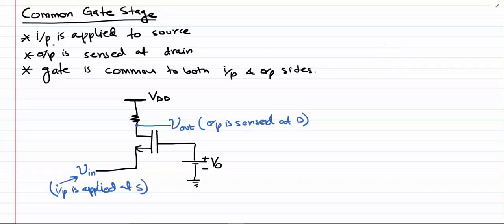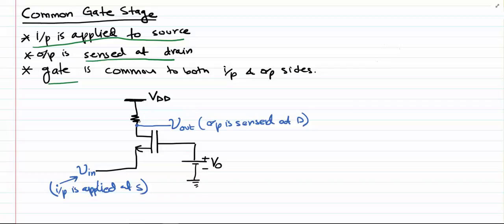In the common gate stage, the input is applied to the source terminal of the MOSFET, and the output is sensed at the drain. As the name suggests, the gate is common to both the input and the output sides. This is one of the configurations of common gate.